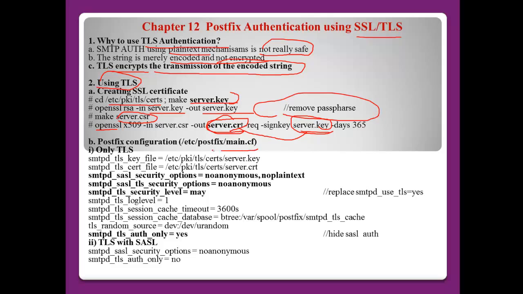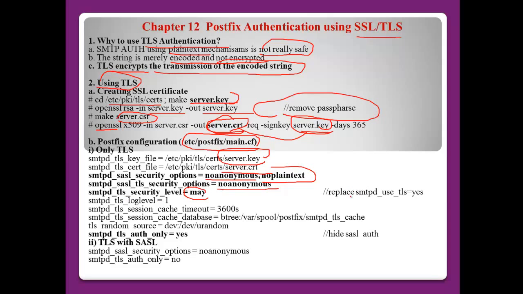Let's go to the Postfix main configuration file to configure it to support TLS. Here is the TLS key file, the private key; in my case I will use this one, the server key, and the certificate this one, and smtp_sasl_security_options. Now we will not use SASL, so noanonymous and noplaintext in the security options, and smtp_tls_security_level may.